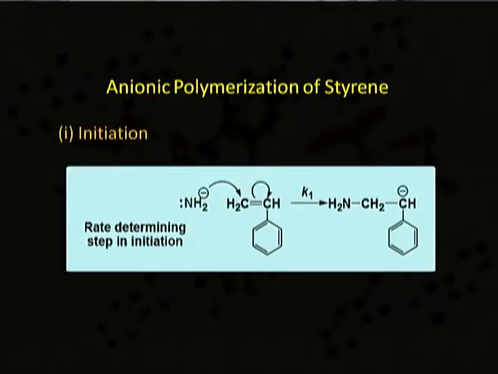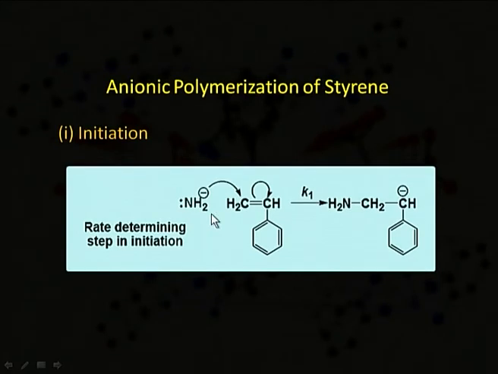Anionic polymerization further takes place in 3 steps, that is initiation, that is starting, propagation, that is growth, and termination, meaning completion of polymerization. So, initiation is the rate determining step in which the formation of anion takes place. Here NH2 is releasing its electron towards this CH2 CH, which we may say is the styrene compound, and NH2 is combining through this sharing of electron, and the formation of anion is going on.